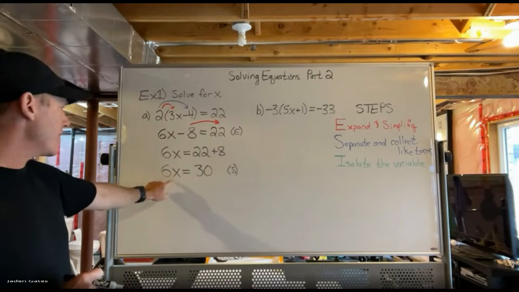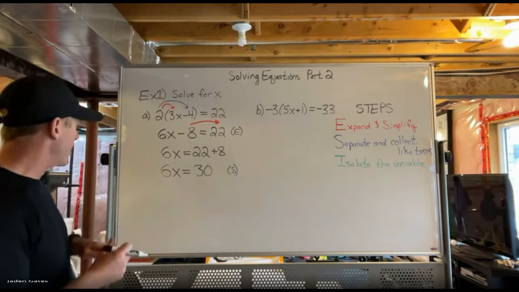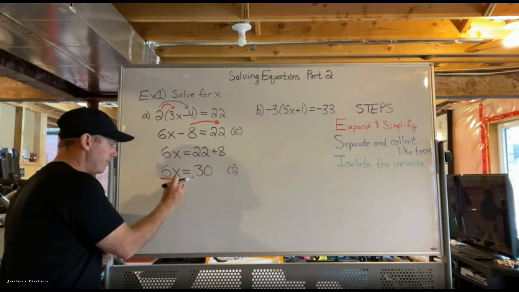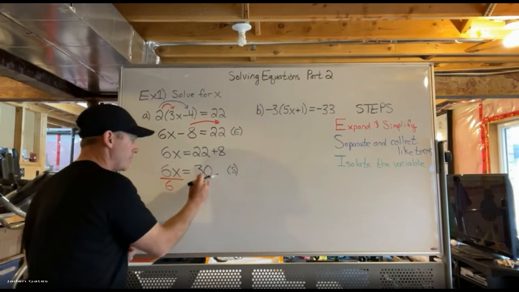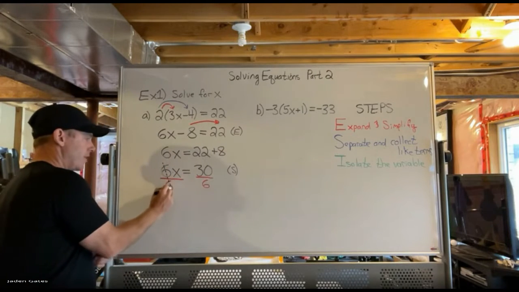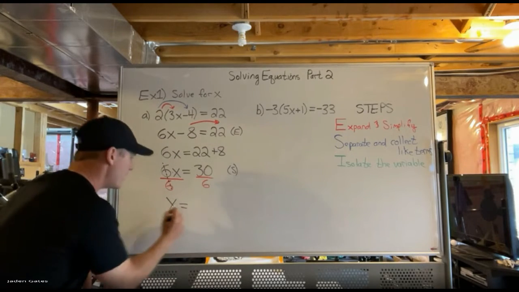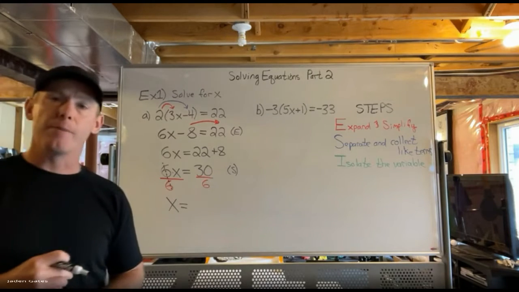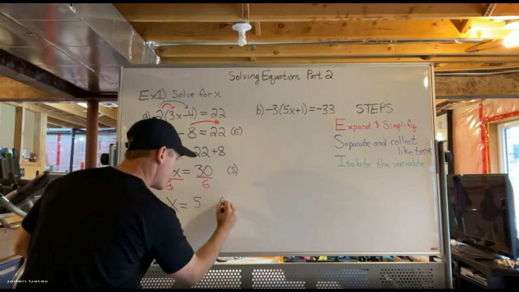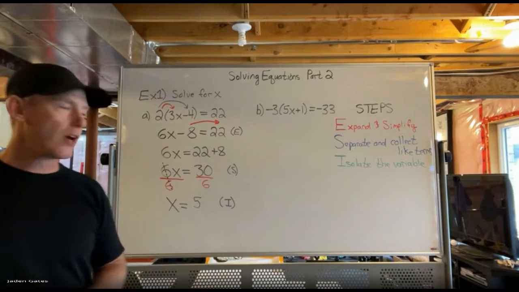Now the last thing is isolate the variable. I have to get the x by itself. I have this 6 right here that's attached to it. So the only way to isolate that variable is to divide by 6. And what I do to one side, I do to the other. And so those 6's divide each other out, and x is equal to 30 divided by 6, which I know is 5. And so I've isolated the variable. I've got x by itself, and I figured out its value.